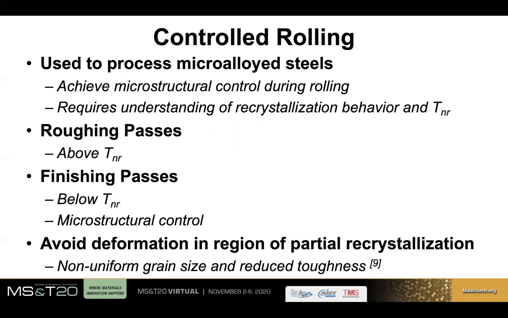It's important to note that we generally avoid deformation in the region of partial recrystallization, as this has been shown to lead to a non-uniform grain size in the final product with reduced toughness. So therefore, it is advantageous to be able to predict the entire temperature range over which partial recrystallization occurs, and that is ultimately the focus of this presentation today.